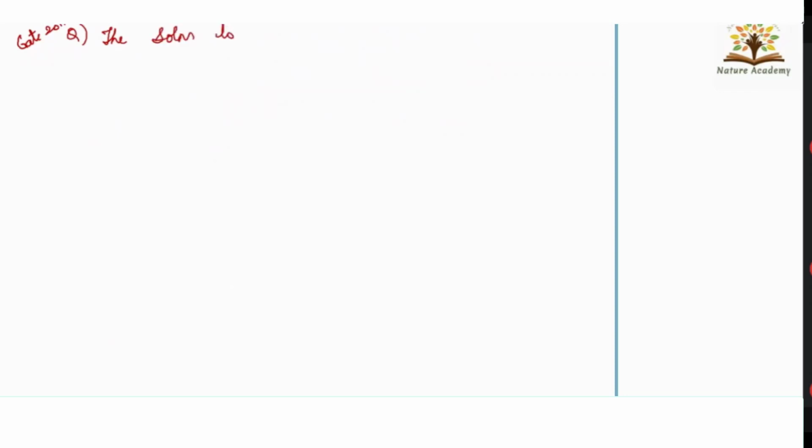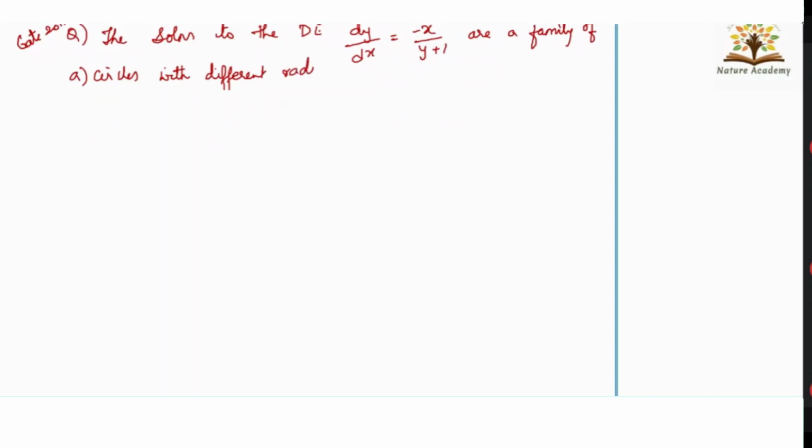The solutions to the differential equation dy by dx equal to minus x by x plus 1 are a family of. First one is circles. This is very interesting actually. The options are very interesting. The circles with different radii, this is the first option. Second option is circles with different centers. Third option is straight lines.